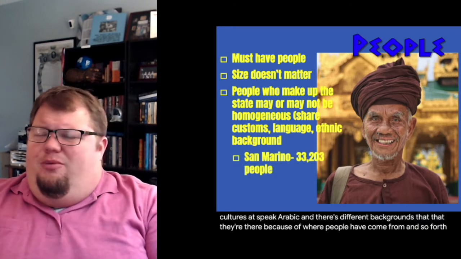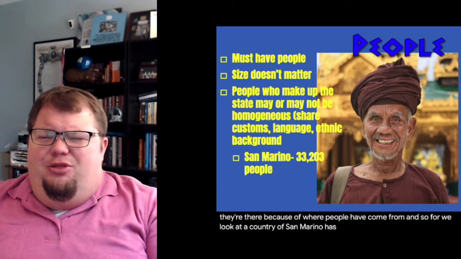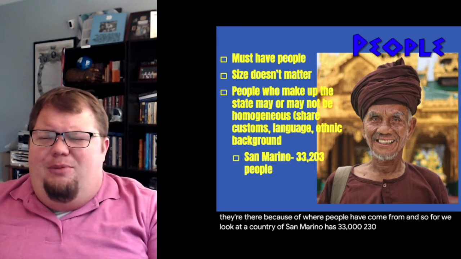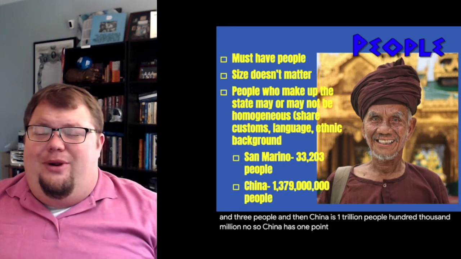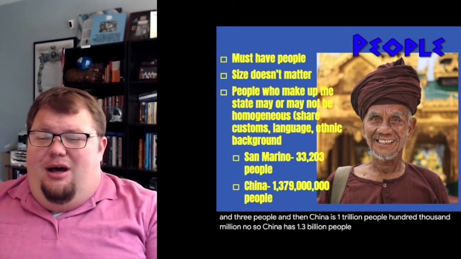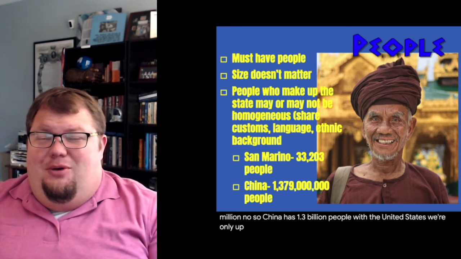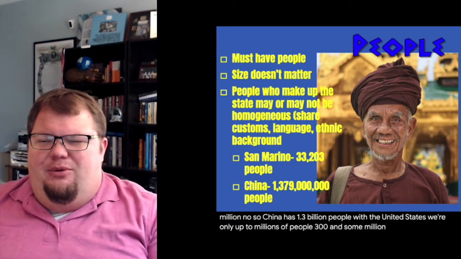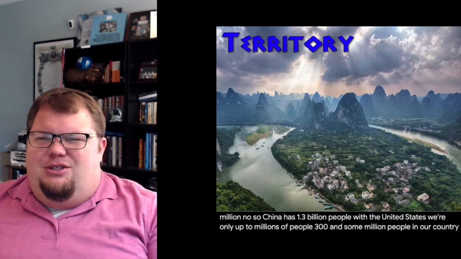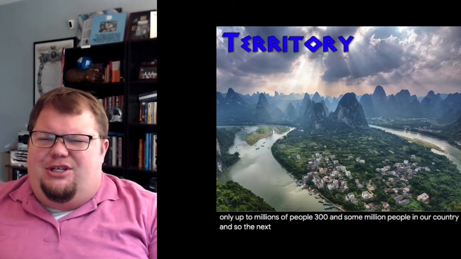And so we look at a country. San Marino has 33,203 people. China has 1.3 billion people. With the United States, we're only up to millions of people, 300 and some million people in our country. And so the next characteristic is territory.